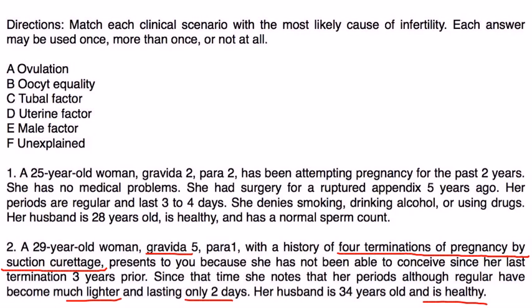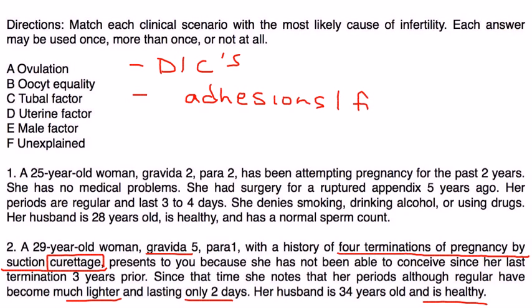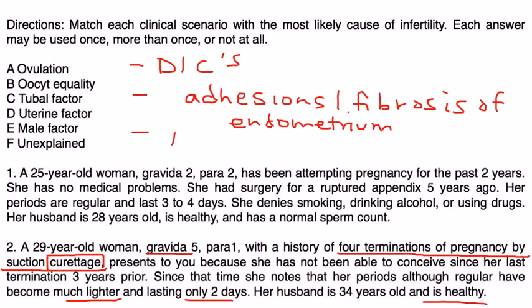Well, she's had multiple D&Cs, dilation and curettage, that scraping of the inside of the lining of the uterus, which has most likely led to adhesions and fibrosis of the endometrium. And there's actually a name given to this. It's called Asherman's syndrome.